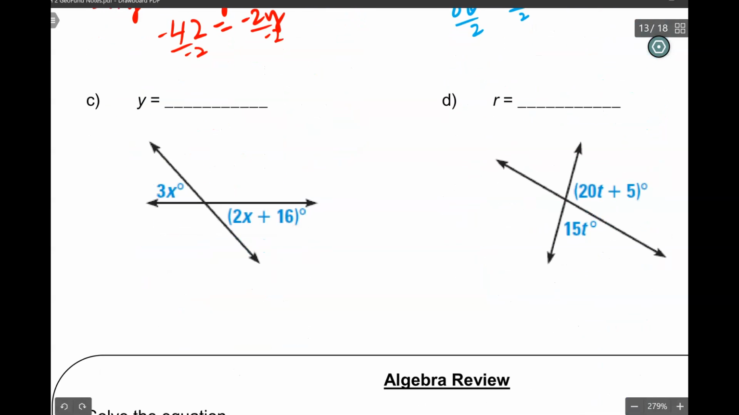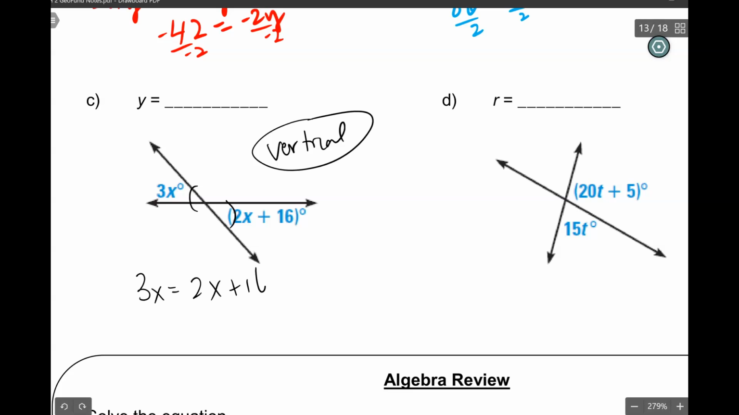Let's look at C. C is also going to be a vertical pair. They are across from each other with two intersecting lines. So they're a vertical pair. So I can set 3x equal to 2x plus 16. Subtract 2x from both sides, and I get 16 is equal to x. Okay, this should say x. And then lastly, ooh, we got a little complacent.